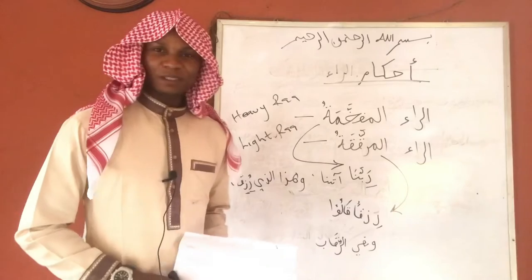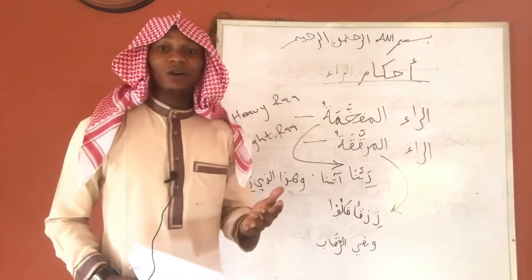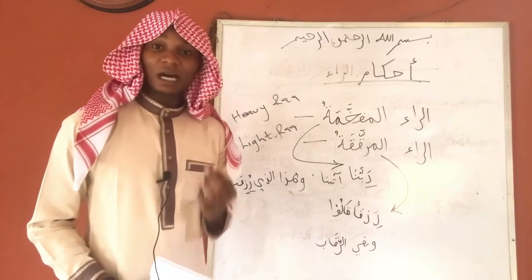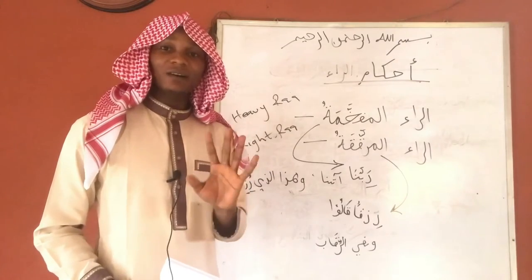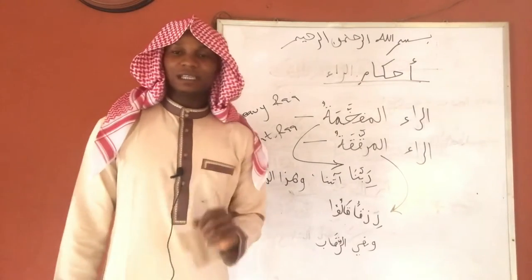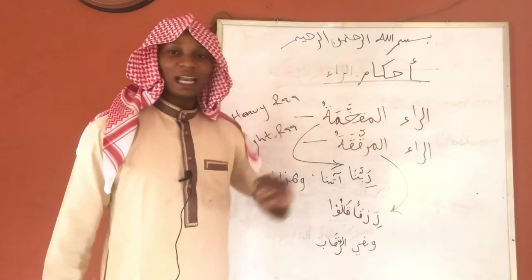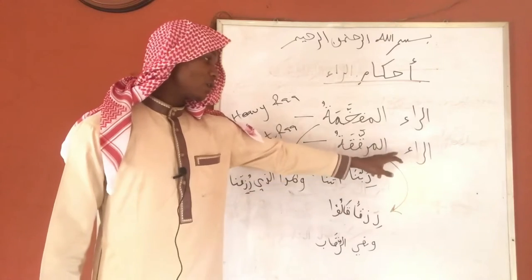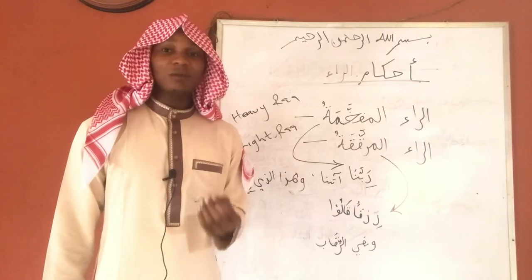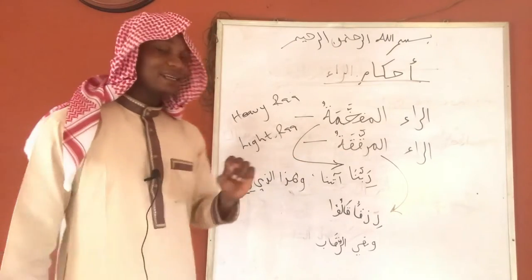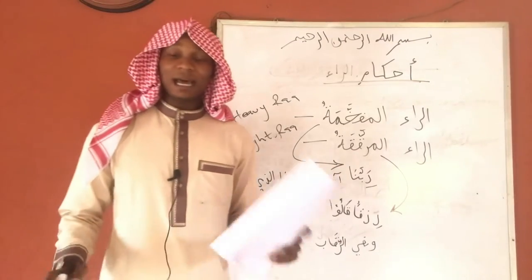We are going to be talking about Ahkam Ar-Ra, the rules that are governing the letter Ra. Alif, Ba, Ta, Tha, Jim, Ha, Kha, Dal, Dhal, Ra. Now, the rules that are governing Ra are just two: Ra Al-Mufakhama and Ra Al-Muraqqaqa. Ra Al-Mufakhama simply means the heavy Ra, and Ra Al-Muraqqaqa simply means the light Ra.